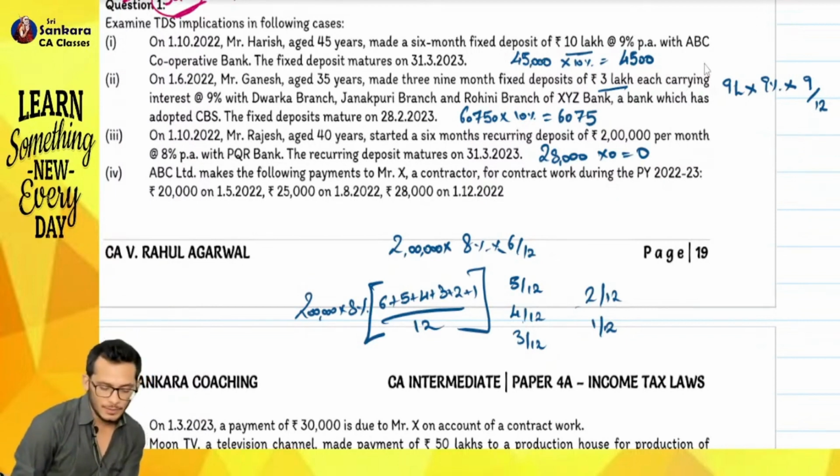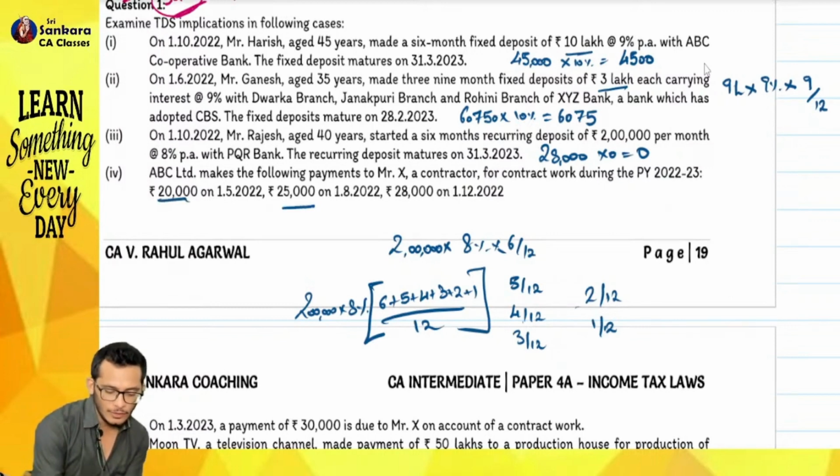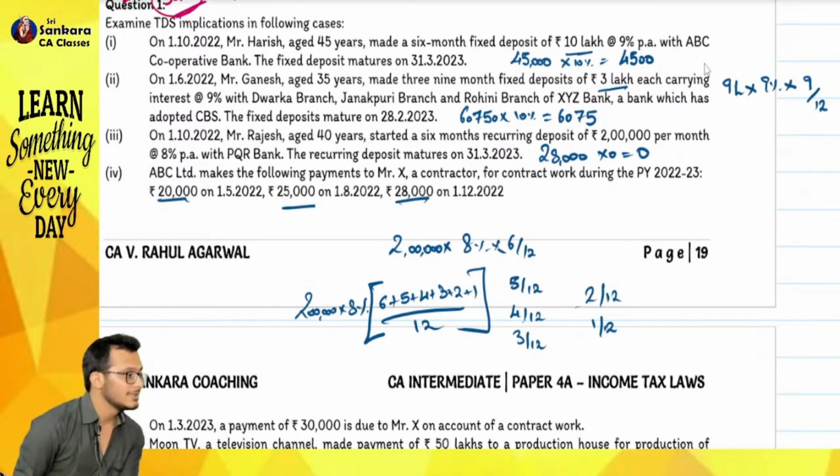Done? Next one. ABC Limited makes the following payments to Mr. X, a contractor. 194C. He has made a contract work during 22-23. The following are the payments given. 20,000 on May, 25,000 on August, 28,000 on December. Each payment is less than 30,000. Total payment is less than 1 lakh. TDS applicable, not applicable? Read the question.